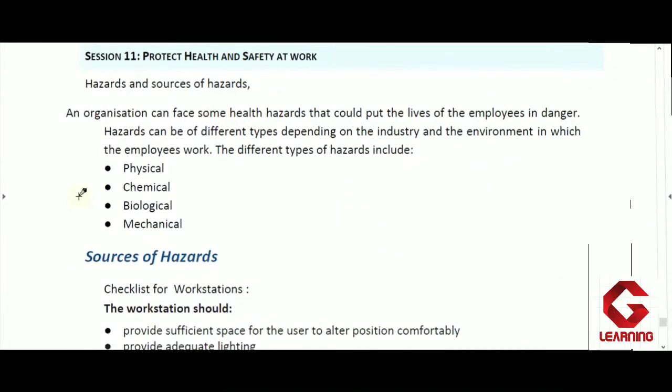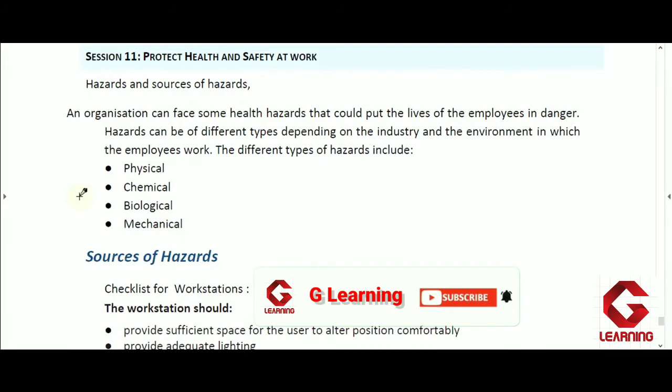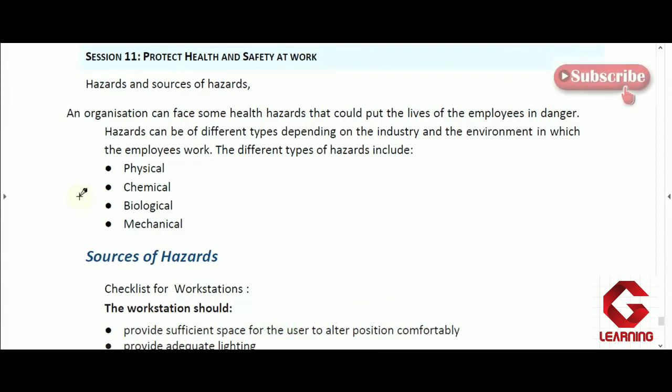Hello everyone. In this video I'm going to start session 11, Protect Health and Safety at Work. In this session, first of all, we will see about the hazards, and thereafter we will see how we can make our workstation free from various hazards.